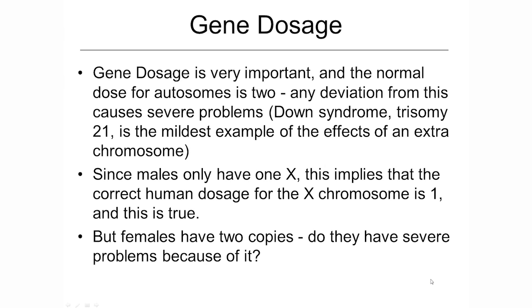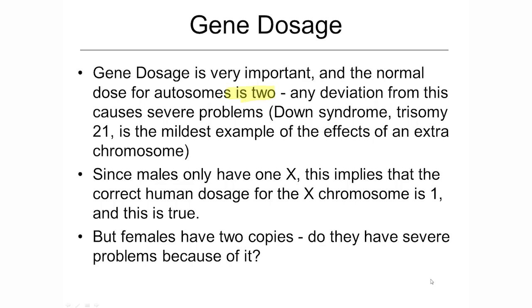Now, this also brings out a rather important point about gene dosage, because if you think about it, dosage really is very important under most conditions. Think about the autosomes for a moment. With autosomes, if you have a monosomy or a trisomy, there are usually severe problems. So the correct dosage for the autosomes, perhaps obviously, but you'll see why I say perhaps, is 2. If there's a deviation from this, we've got a problem.